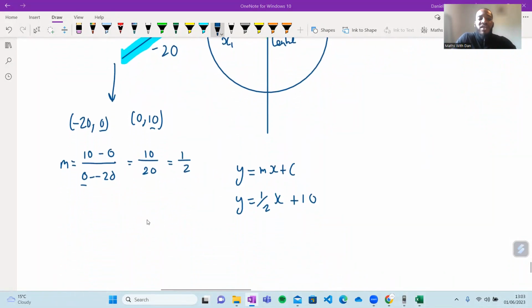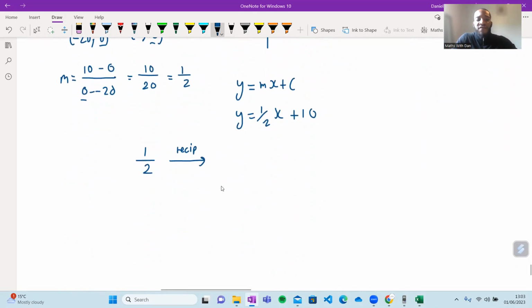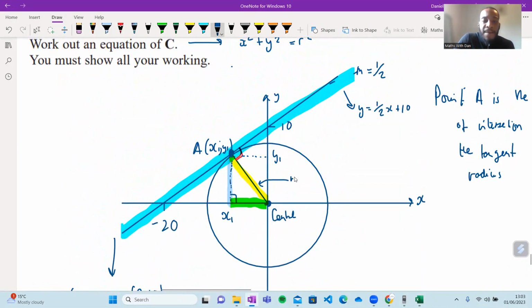So the gradient of this one, remember, what I do is this. If I want to find the reciprocal of any gradient, I start like this, 1/2. I take the reciprocal of it. So reciprocal means you flip it over, 2/1, which is just equal to 2. And then I apply the negative, so I'm going to times by -1. So -2. That means that the gradient of this yellow line is -2. Is that clear, guys? Yeah, thank you very much, Shaquille.